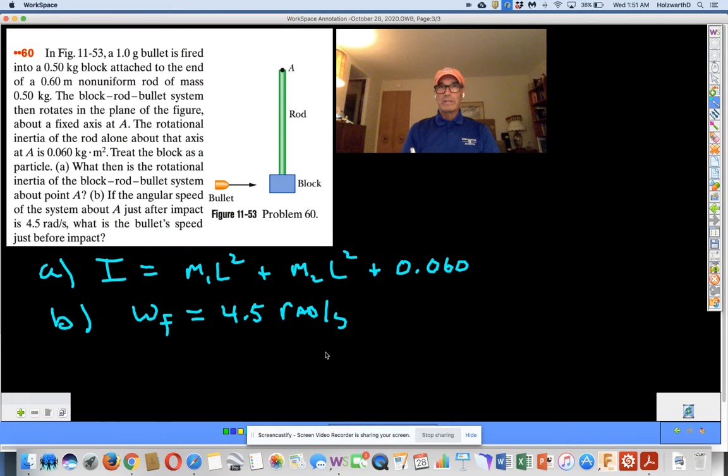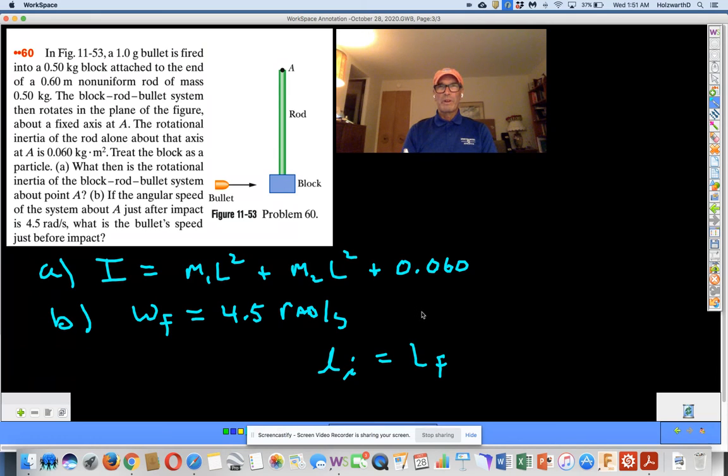So before the bullet strikes the block, all the angular momentum is embodied in the bullet. So we have little l initial is equal to, after the bullet has struck the block. Again, you have to understand about this angular momentum thing, that this bullet, by nature of its speed and mass, is going to change the state of motion of the block at the end of the rod. So things are going to happen. That's equal to large L final. So the L stands for rigid body.